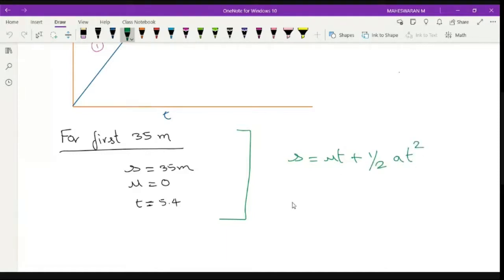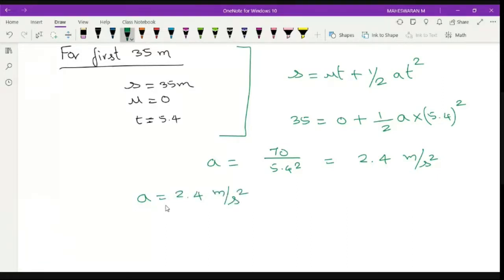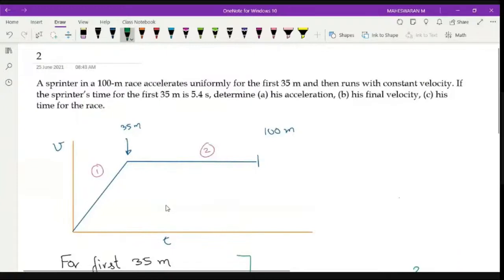So which is 35, u is 0, plus half a, t is 5.4, the whole square, right? So what is the acceleration? 2.4, sir. So you're getting 2.4 meter per second square. Very good. So my acceleration I got is 2.4 meter per second square. So that is the first step.